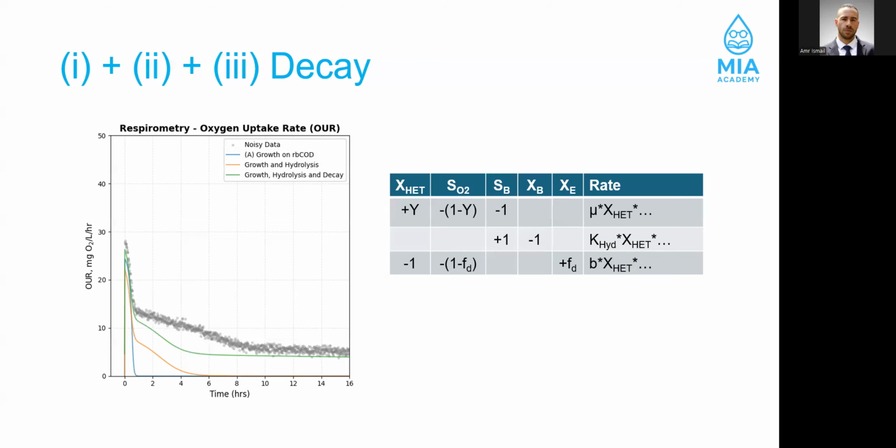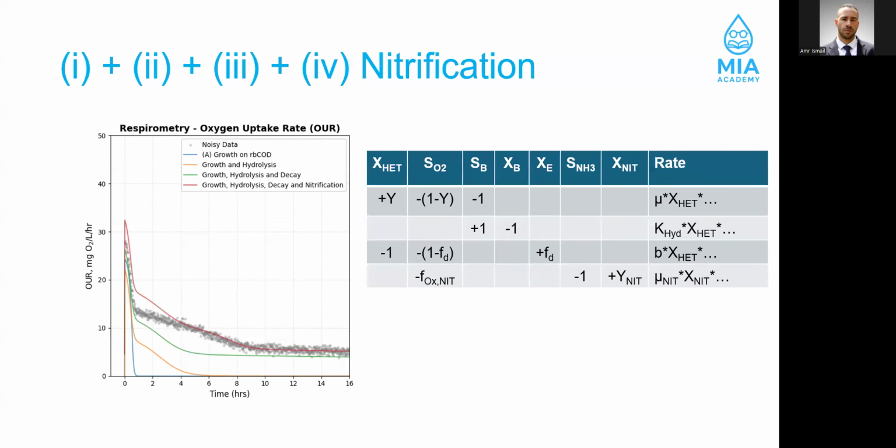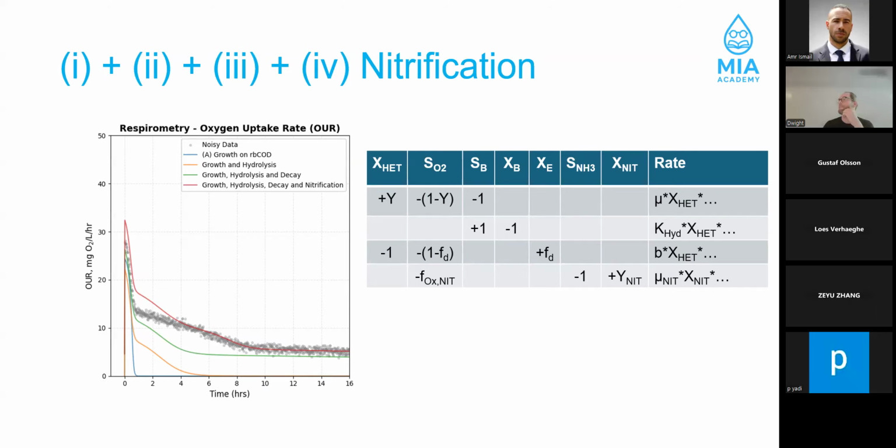And then the last thing we can do here is we can say, well, maybe organic material is not the only substrate in my system. Maybe there's some nitrogen there in the form of ammonia that's being utilized by a second group of organisms. And so here I've introduced, in addition to my heterotrophic organisms that use organic carbon, a second organism group here, XNIT, standing for nitrifiers.